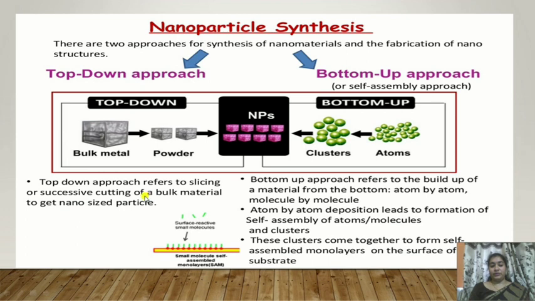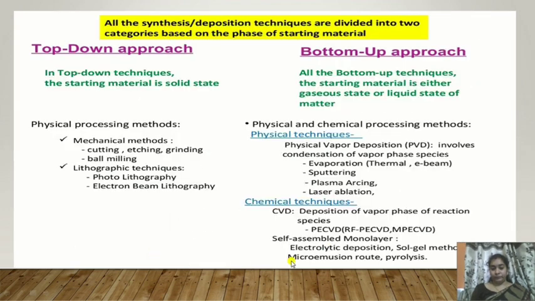The top-down approach refers to the slicing, cutting of the bulk material to get the nano-sized particles. In the bottom-up approach, atom by atom or molecule by molecule is built up. Next, here are some methods for the top-down approach. Physical processing methods are included in the top-down approach. In the top-down approach, the starting material is in a solid state.